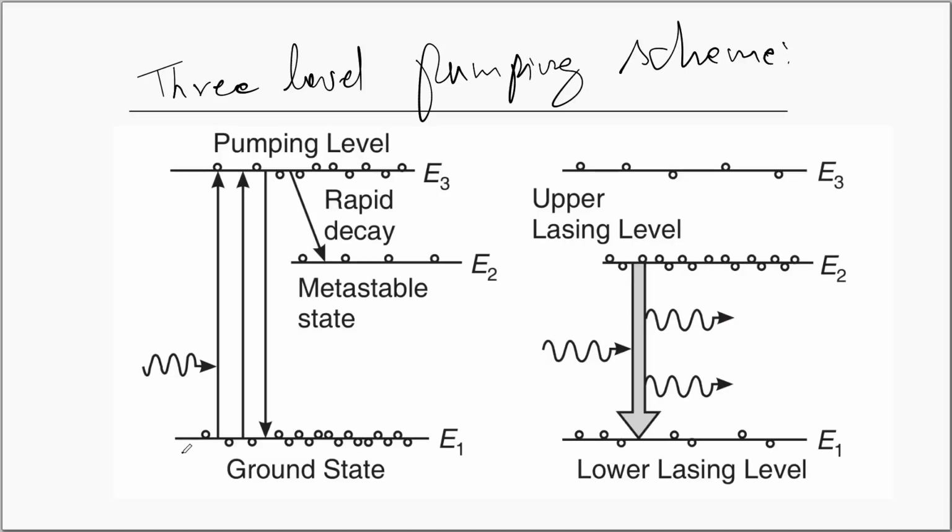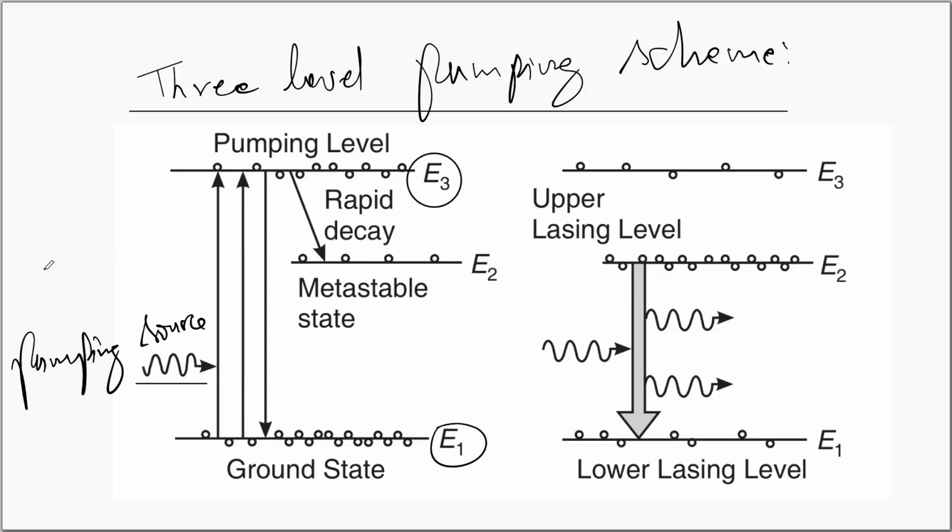In a 3-level pumping scheme, suppose this is the ground state we are representing with E1 and we are supplying energy to the material, and this energy is coming from the pumping source. When the energy is supplied to the atoms in the ground state, they will be excited to the pumping level, that is E3. The energy should be equal to or greater than the difference E3 minus E1. Under such conditions, the atoms will be excited to the pumping level E3.